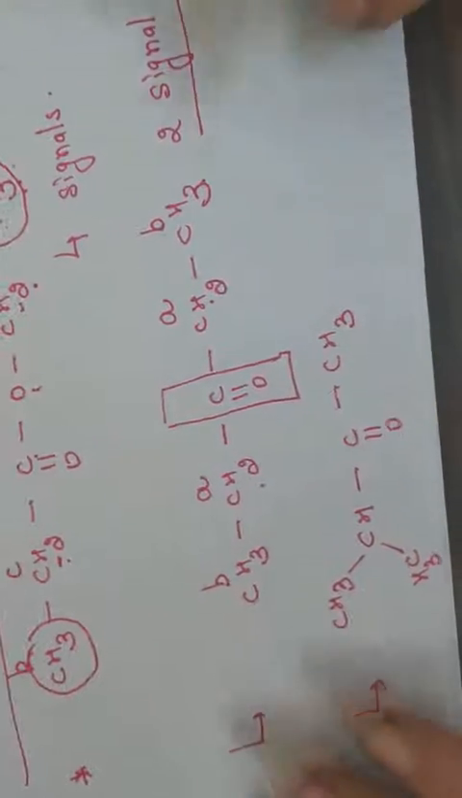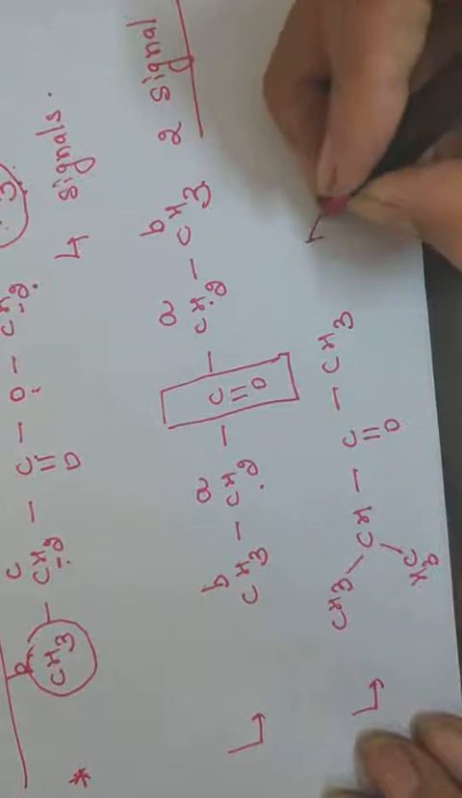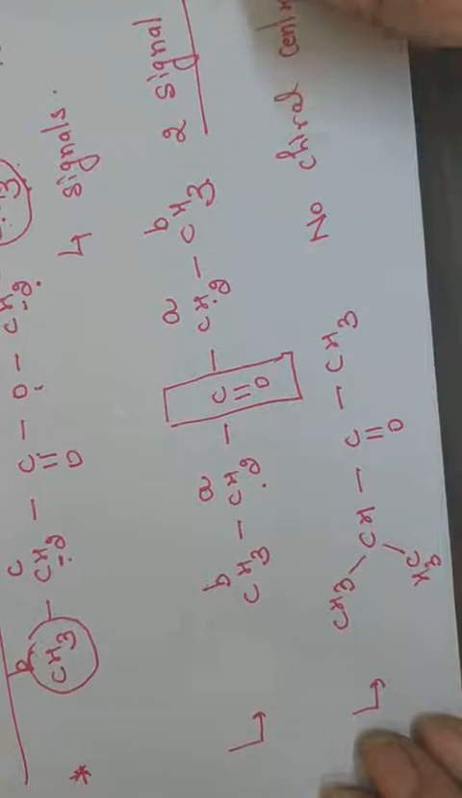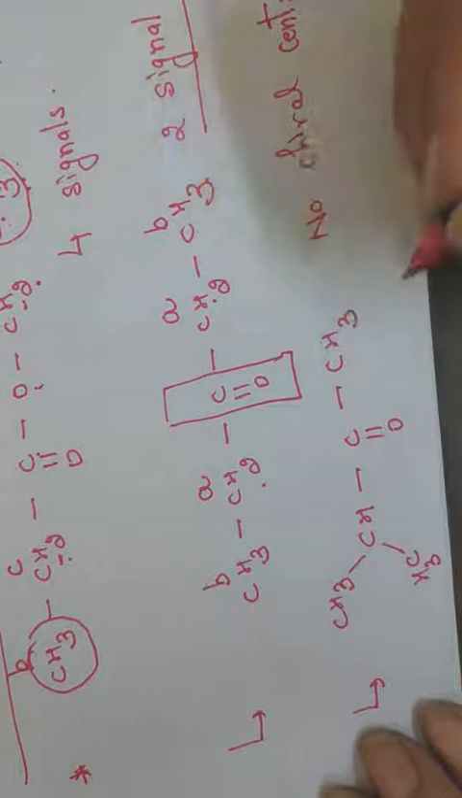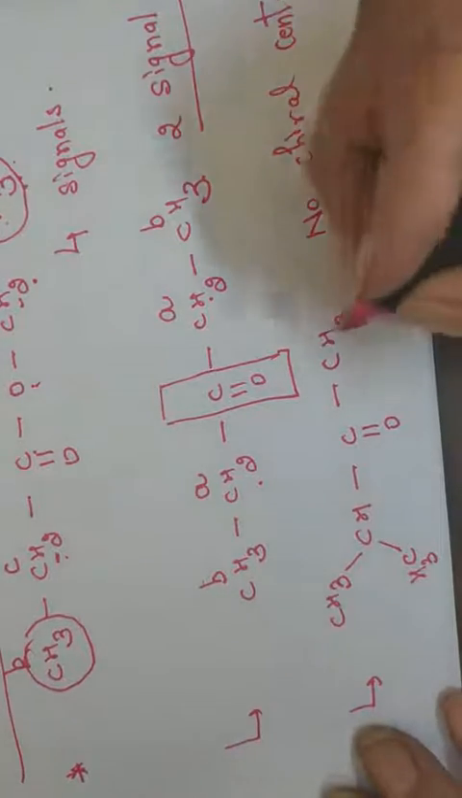Now, in this case, no chiral center is present. If no chiral center is present, then the protons cannot be diastereotopic. Protons will be either homotopic or enantiotopic. Homotopic as well as enantiotopic protons give a single signal in the NMR spectrum.